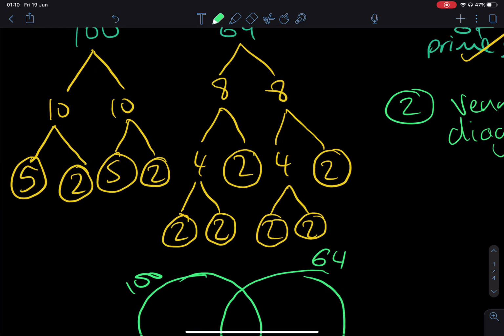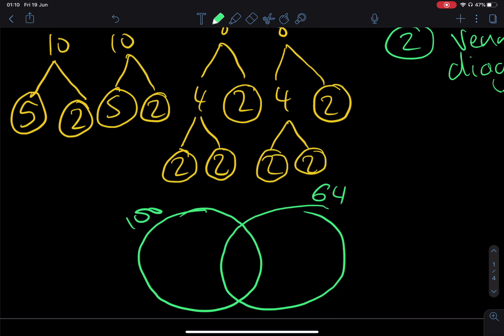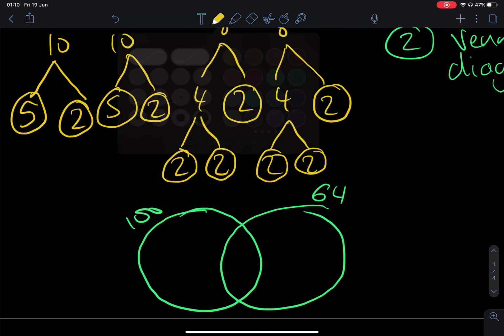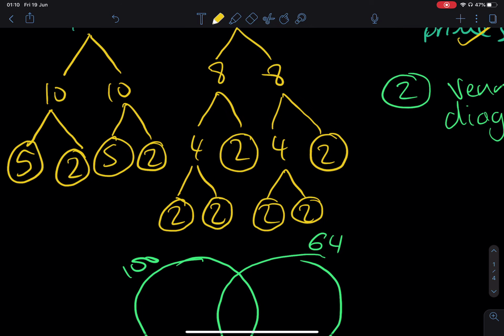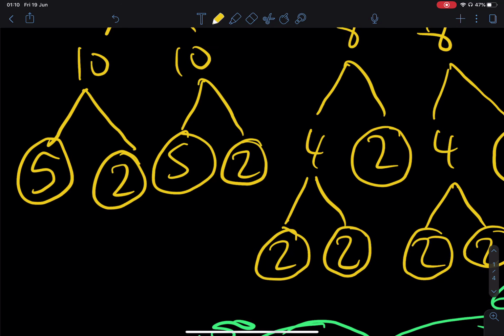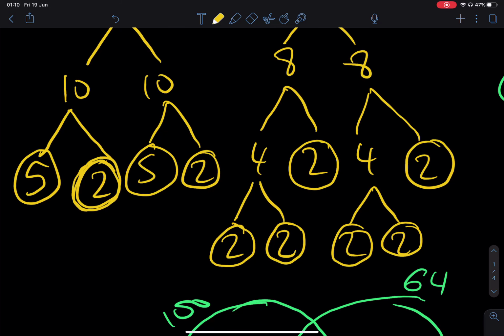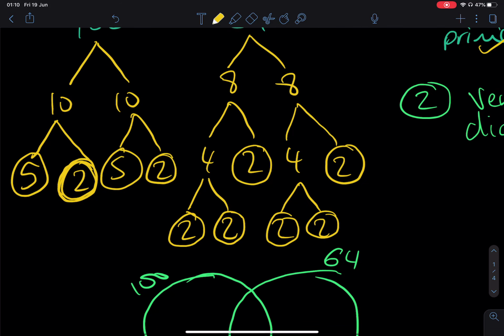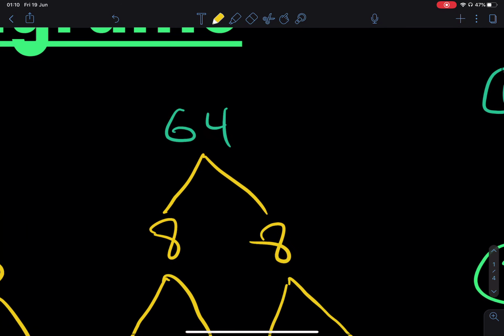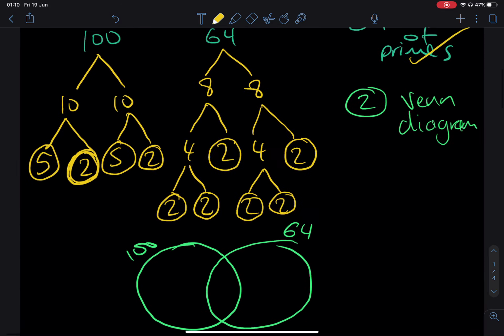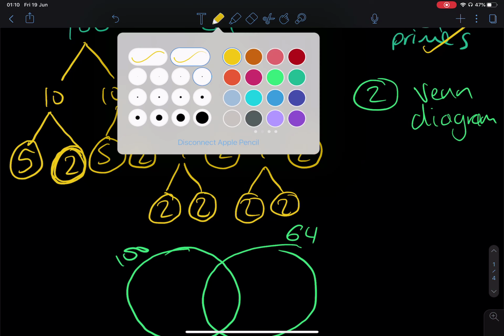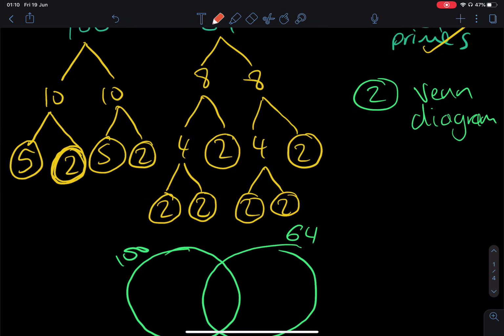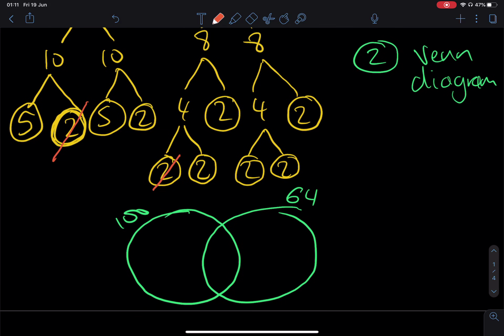Okay, so we look at all the circled numbers, and one by one, we start thinking about which numbers show up in both. Okay, so let's start off over here. I've got a 2 here. Do I have a matching 2 over here underneath the 64? Okay, I do. Now I'm only looking in terms of pairs. So do I find a pair of 2s? Yes, I do. Underneath both numbers, and then I write it down once in the middle here.